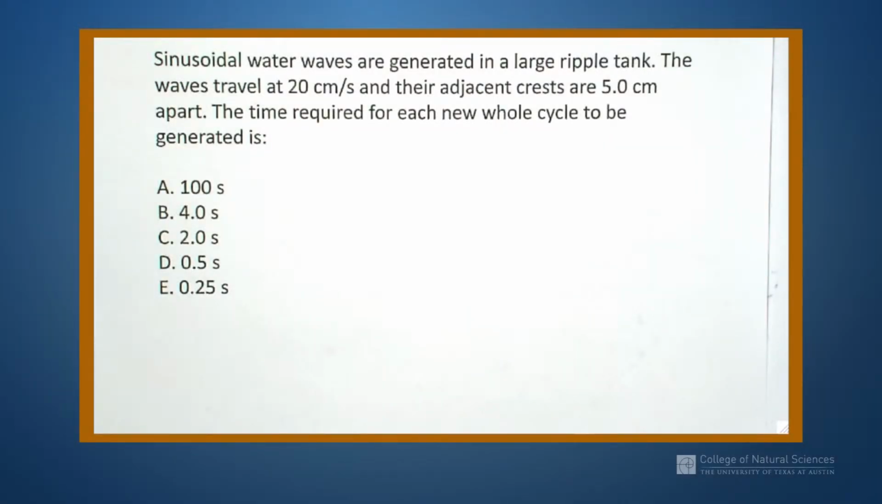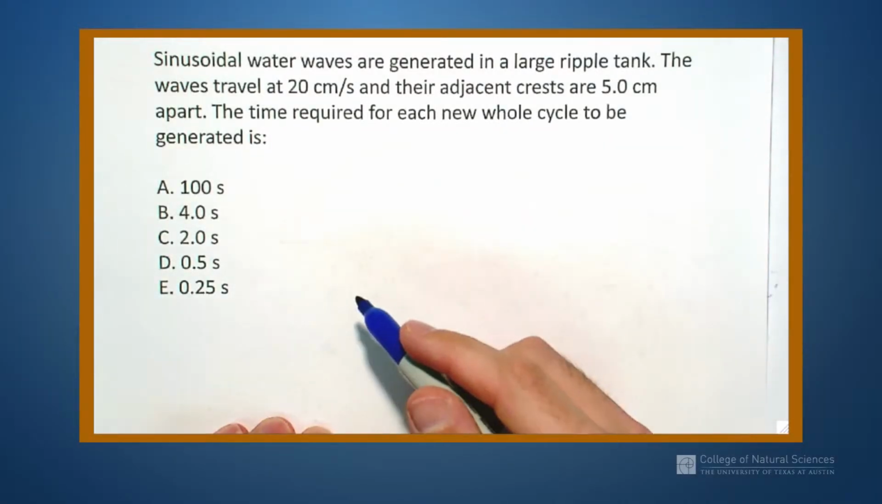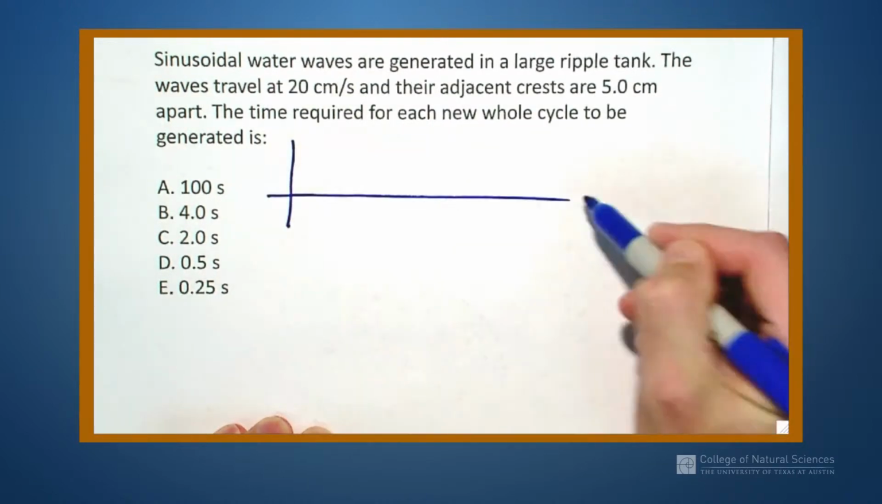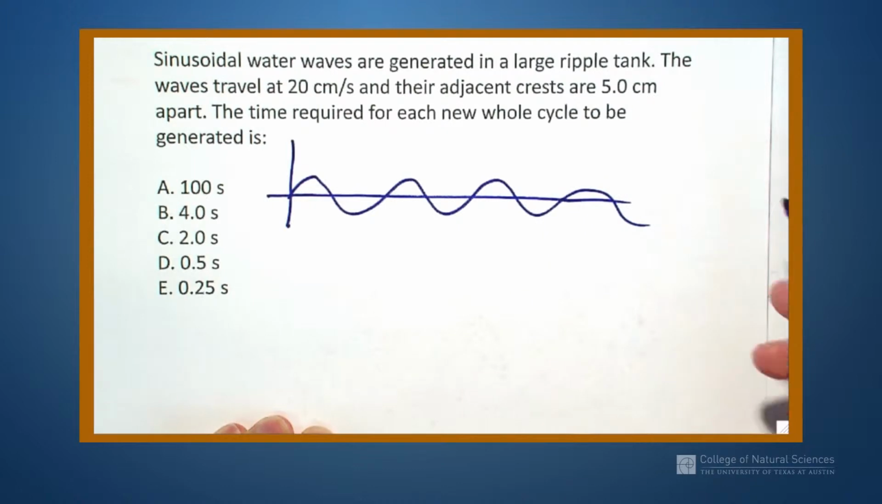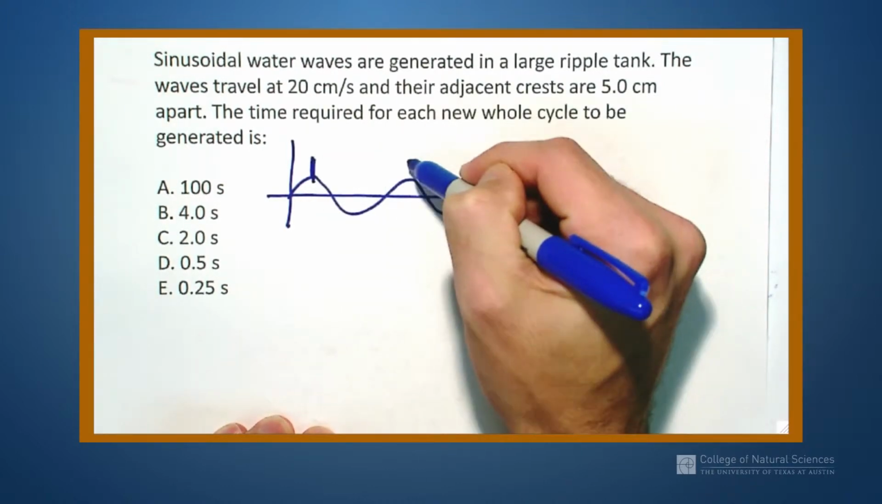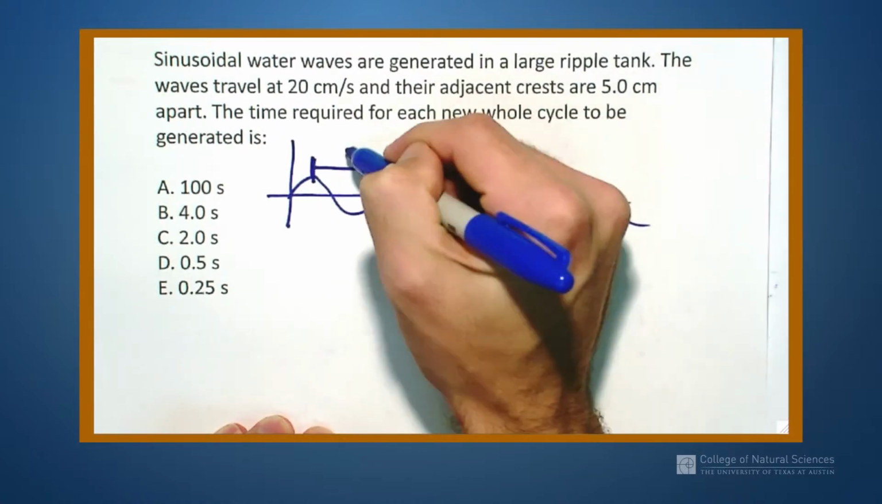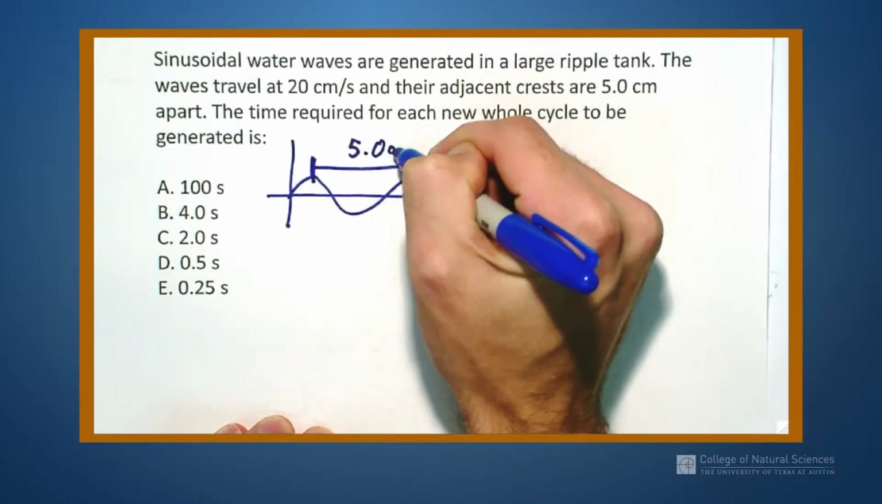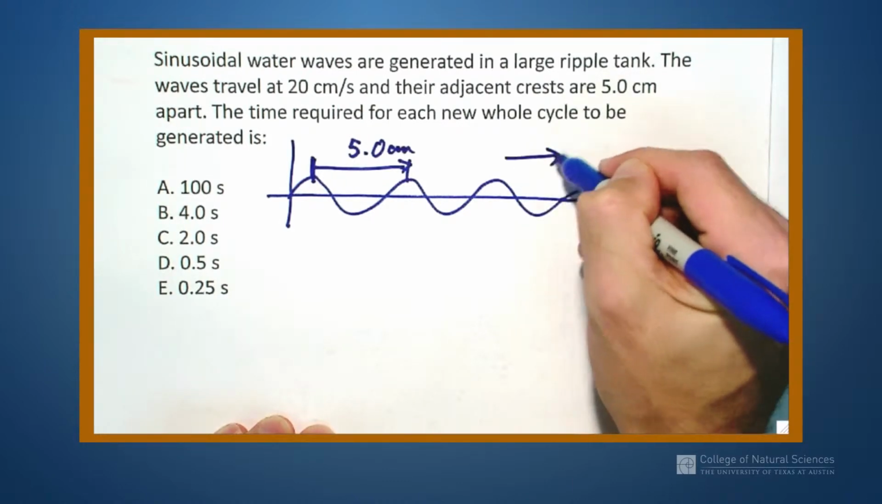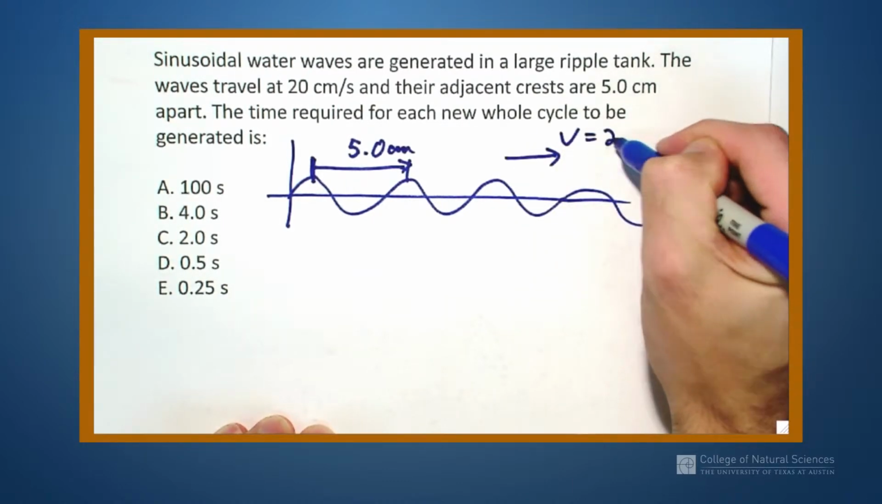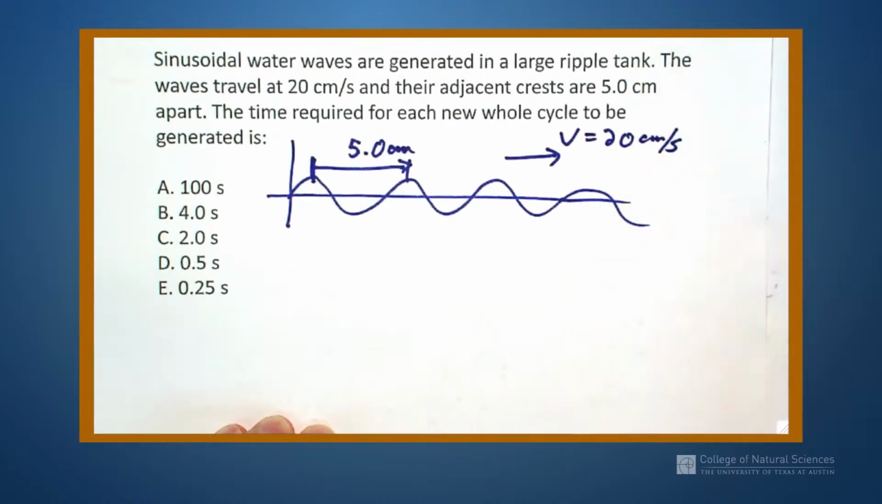So this question says that we have a sinusoidal water wave generating in a large ripple tank. If I were to look at the side of this, we're going to have a sinusoidal wave in a large ripple tank. It says that the adjacent crests from one to the other are 5 centimeters apart, and that this wave is traveling with a velocity of 20 centimeters per second.